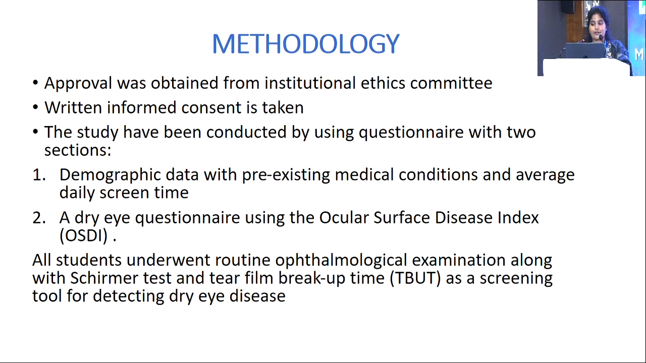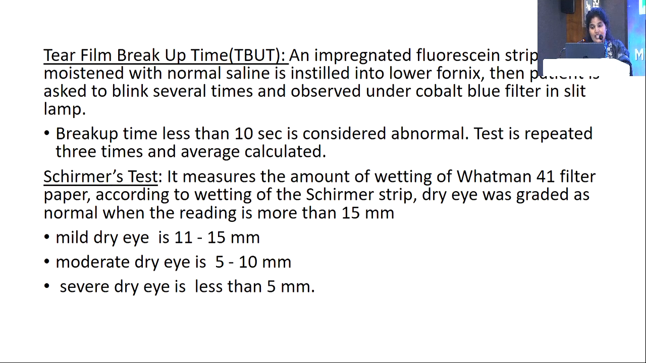The study was conducted using a questionnaire with 2 sections: demographic data with pre-existing medical conditions and average daily screen time, categorized into less than or equal to 4 hours and more than 4 hours, and a dry eye questionnaire using the Ocular Surface Disease Index. All students underwent routine ophthalmological examination along with the Schirmer test and tear film breakup time as screening tools for detecting dry eye disease. In tear film breakup time, we categorize breakup time less than 10 seconds as abnormal. The test is repeated 3 times and the average is calculated.